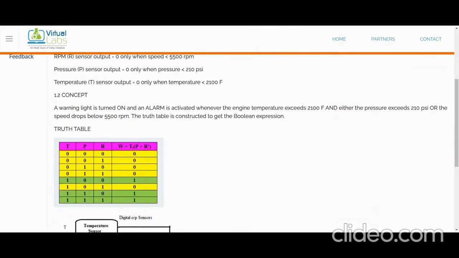And these sensors give digital signals. The RPM sensor gives output 1 if it is greater than or equal to 5500, otherwise it gives 0. And the pressure sensor gives output 1 if the value is greater than or equal to 210 psi, otherwise it is 0. The temperature sensor gives output 1 if temperature is greater than or equal to 2100 Fahrenheit, otherwise it gives 0.